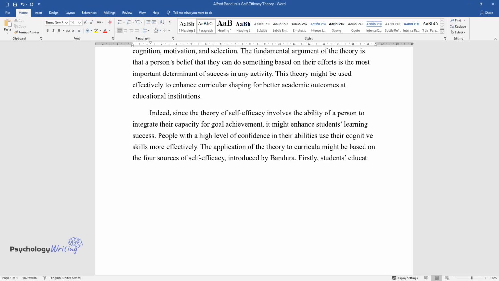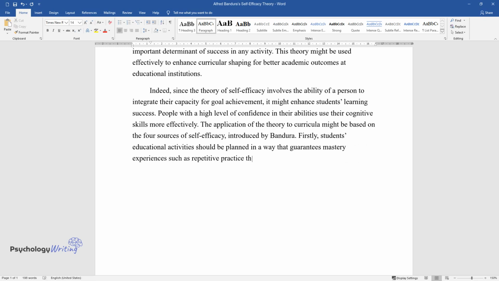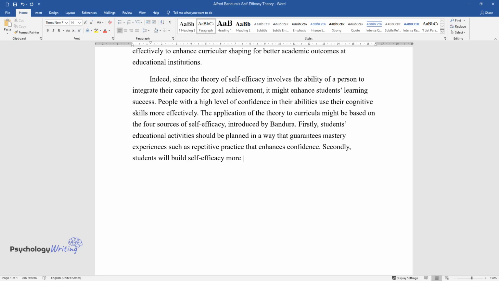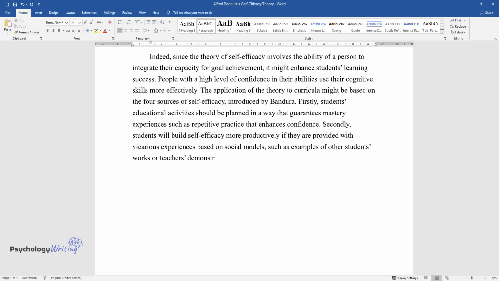Firstly, students' educational activities should be planned in a way that guarantees mastery experiences, such as repetitive practice that enhances confidence. Secondly, students will build self-efficacy more productively if they are provided with vicarious experiences based on social models, such as examples of other students' works or teachers' demonstrations.